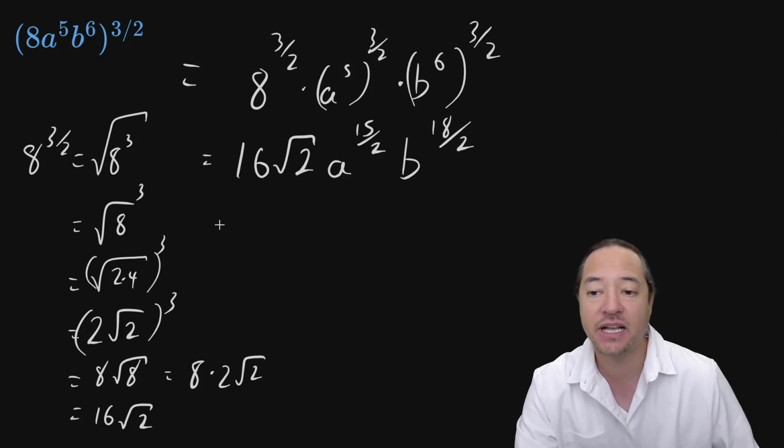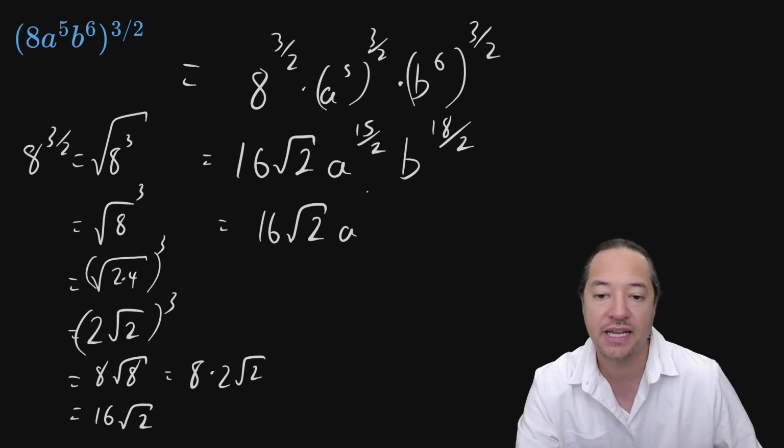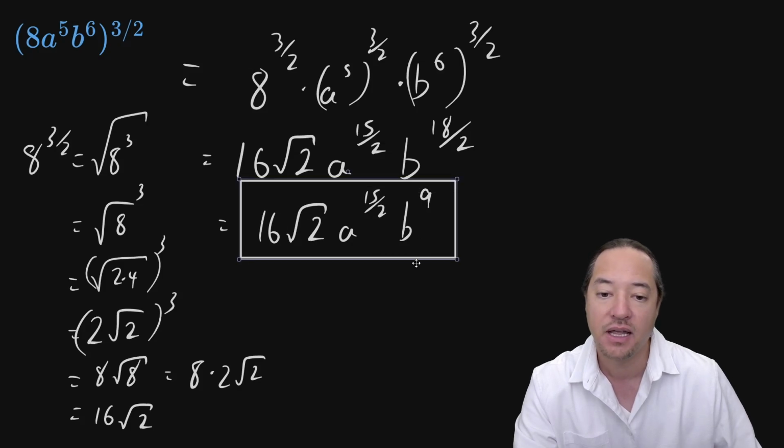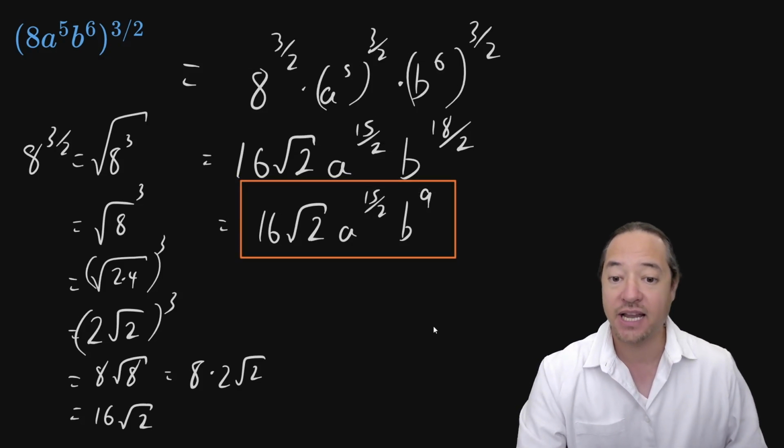And we can simplify a little bit, right? So 16 root 2, a to the 15 over 2, and finally we can simplify this as b to the 9th power, just like that. Okay, so there we go. That's going to be our answer here.